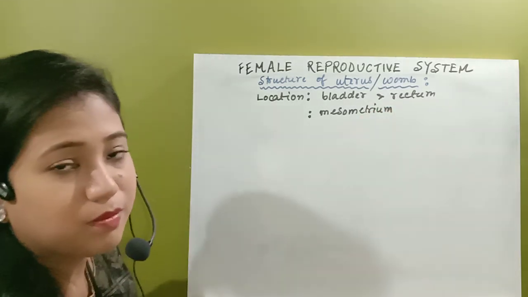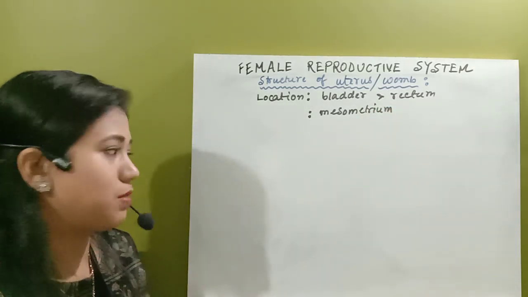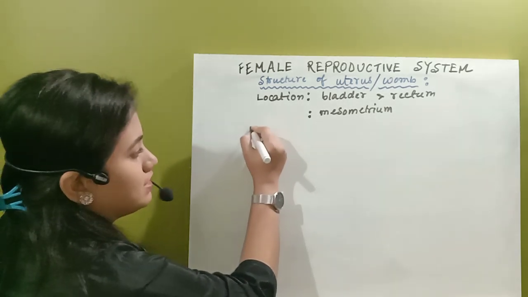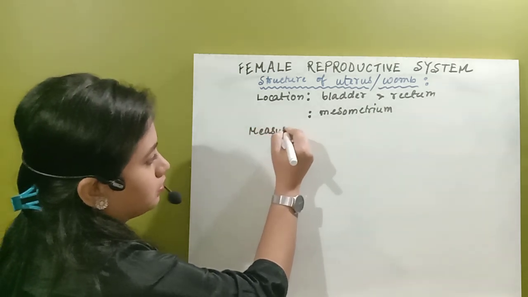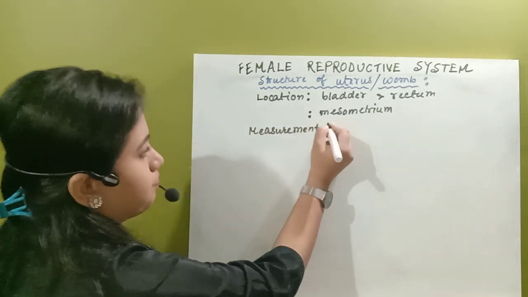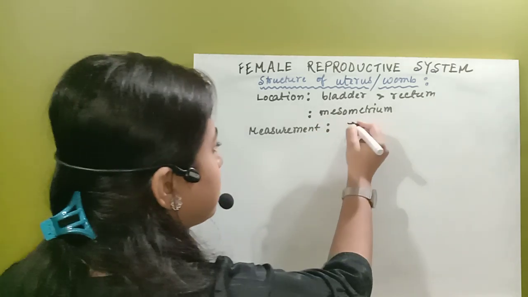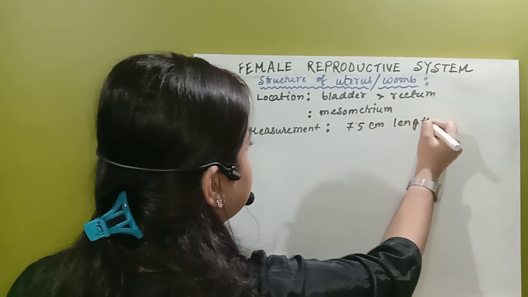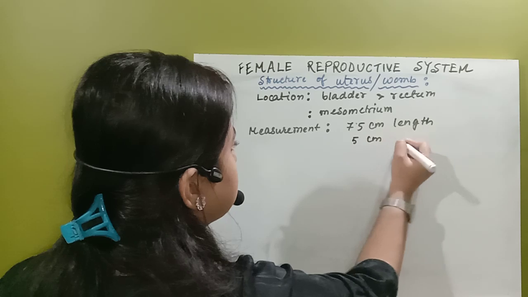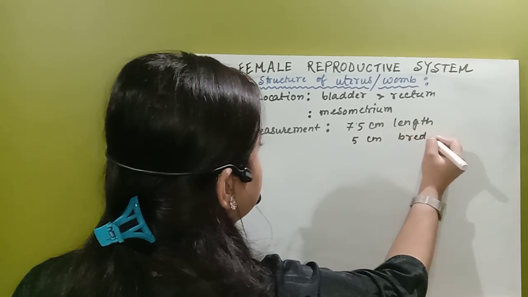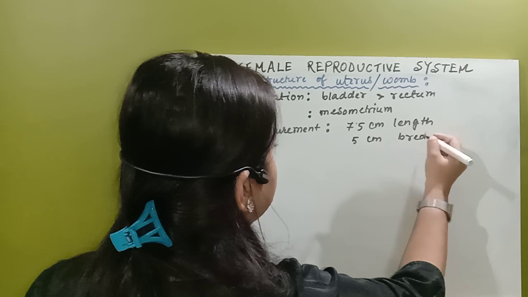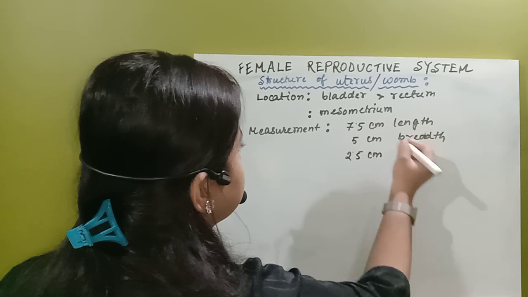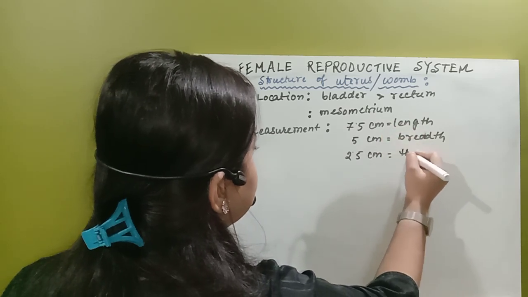So this mesometrium is the mesentery which is also going to suspend the uterus. So this is the uterus location. Now after that we'll see the measurement. It is around 7.5 centimeter in length, around 5 centimeter in breadth, and 2.5 centimeter in thickness.